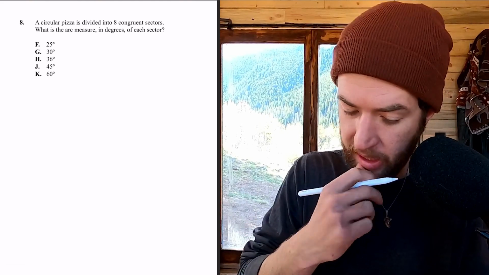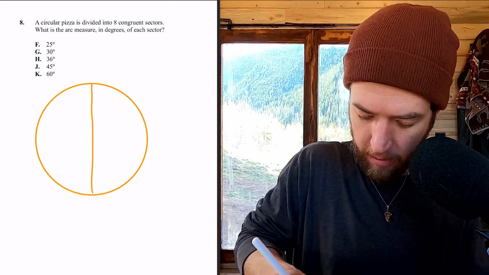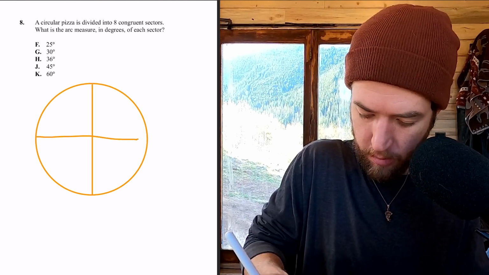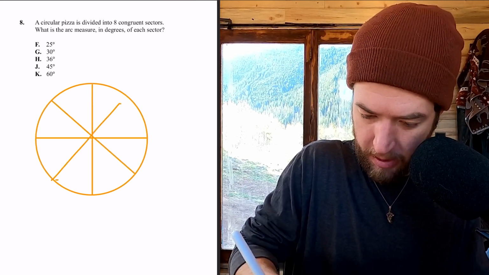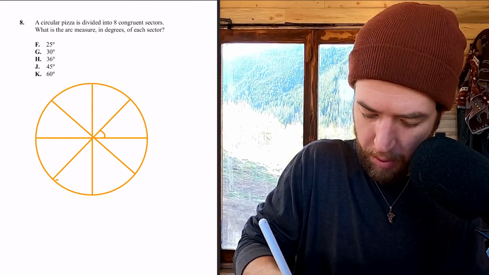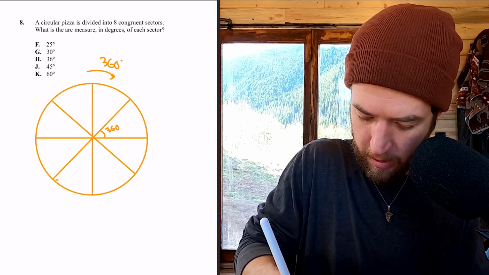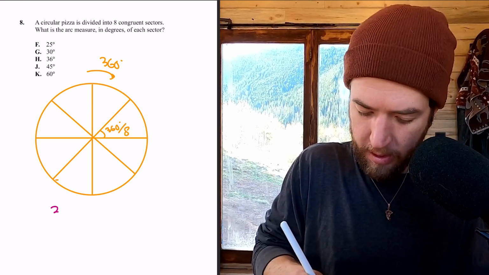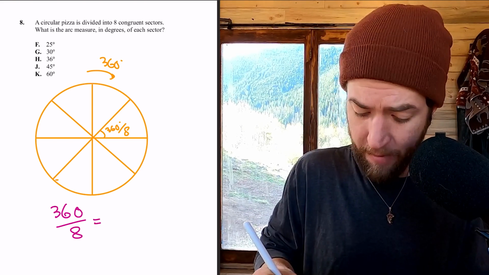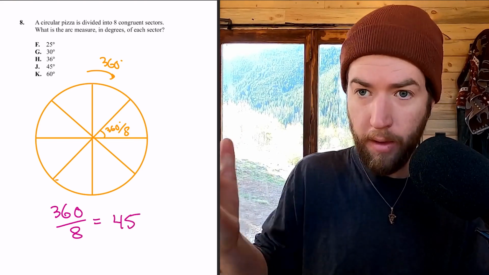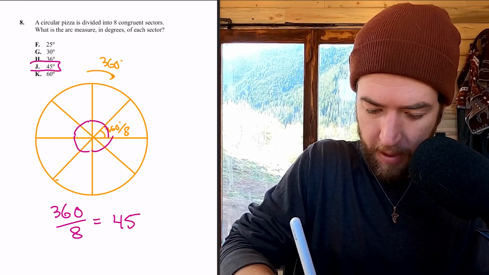All right, a circular pizza is divided into 8 congruent sectors. What is the arc measure in degrees of each sector? Okay, so here's our 8 congruent sectors. Well, there's 4. Here's 8. And they're asking what the internal angle of one of these is. So we know a whole circle, or a whole pizza, makes 360 all the way around. So somewhere in the middle is 360 divided by 8. 360 divided by 8 is, what is that, 45, I think? Yeah, 45. Oh, that totally makes sense, right? 45, 90, 180, 270, 360. So it is 45. Easy. On to the next.